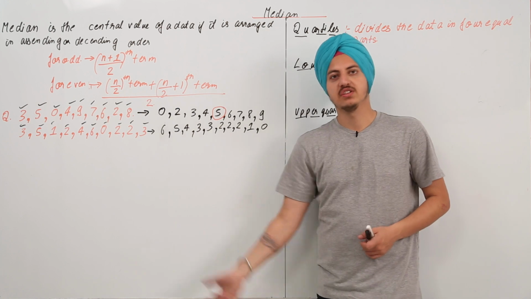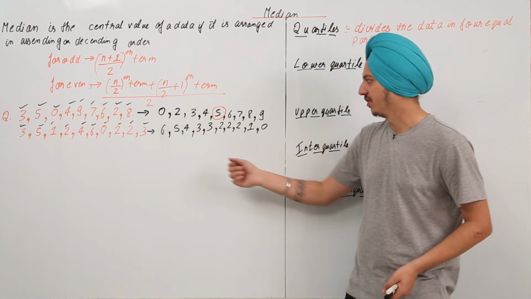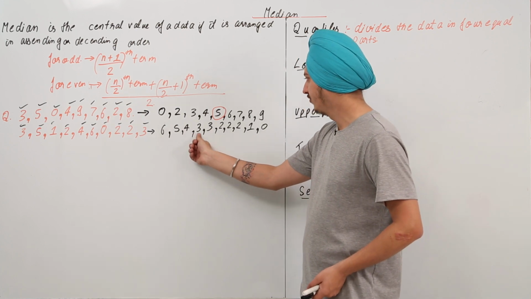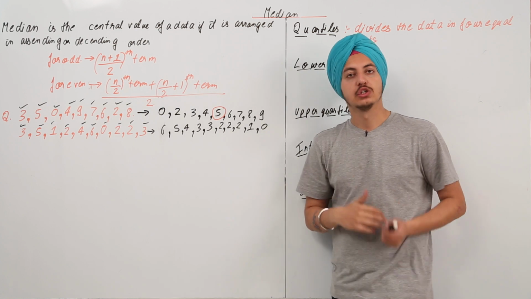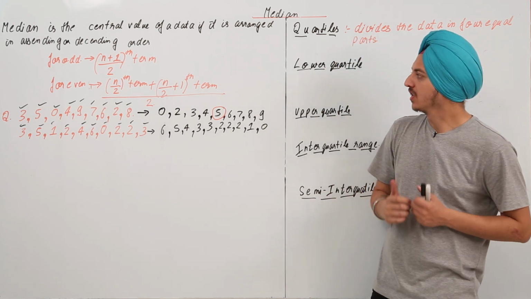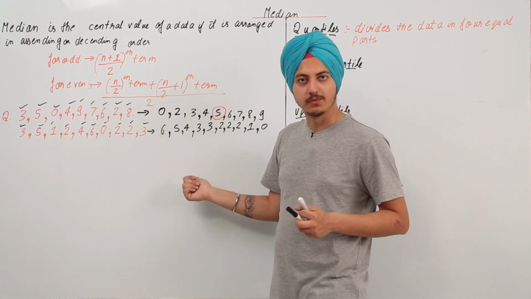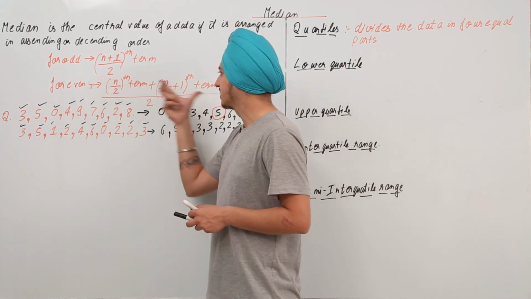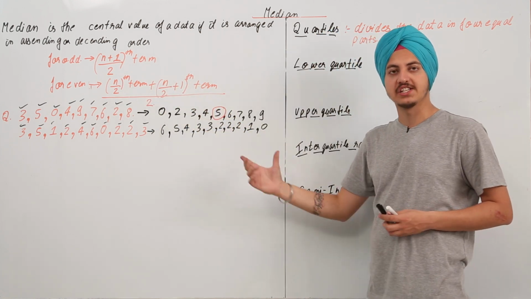Now what do we do is, first of all, we calculate how many observations we have. So we have 1, 2, 3, 4, 5, 6, 7, 8, 9 and 10. So there are 10 observations, right? So now I know that the number of observations is even. So for even, this is the formula. That is n by 2, that is 10 by 2.